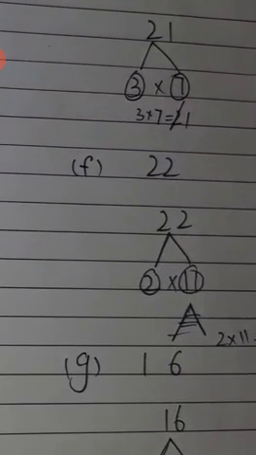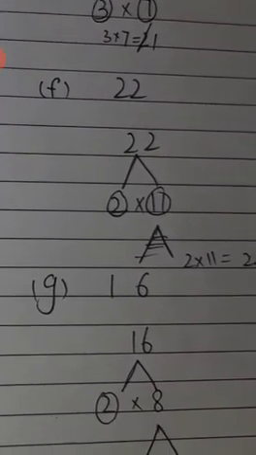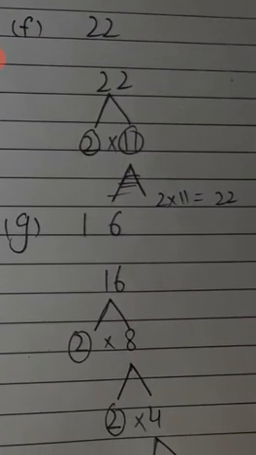Now E, 21. 21 is not divisible by 2, so divisible by 3. 3 7s are 21, so 3 multiplied by 7. Then 22. Again 22 has 2 at the end, it means divisible by 2. 2 11s are 22, so 2 multiplied by 11. So 2 is a prime number and 11 is also a prime number. We don't have any composite number to break into two parts. That's why 22 has two prime factors, 2 and 11.